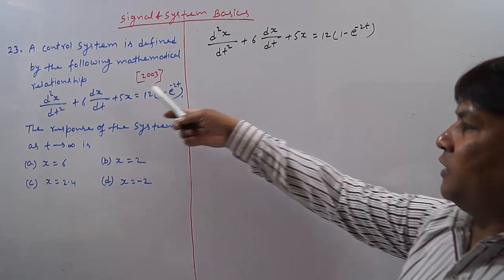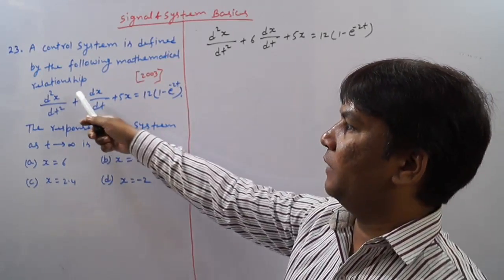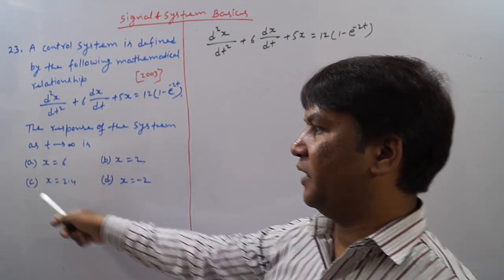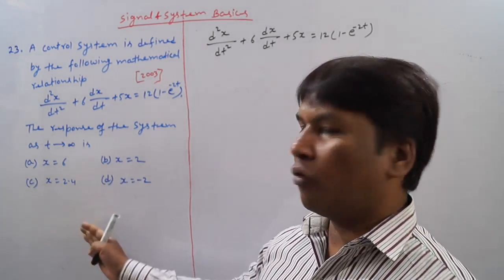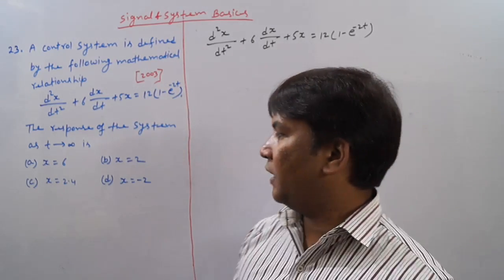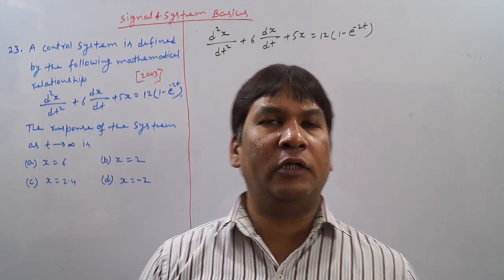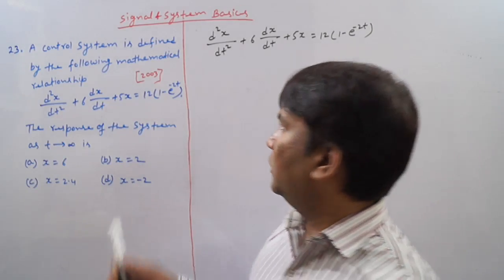Okay, the next question is: a control system is defined by the following mathematical relationship. This is the mathematical relationship. The response of the system as t tends to infinity is asked, and there are 4 alternatives given. This question was asked in GATE 2003. The response of the system as t tends to infinity, or you can say the final value of the response, is asked.